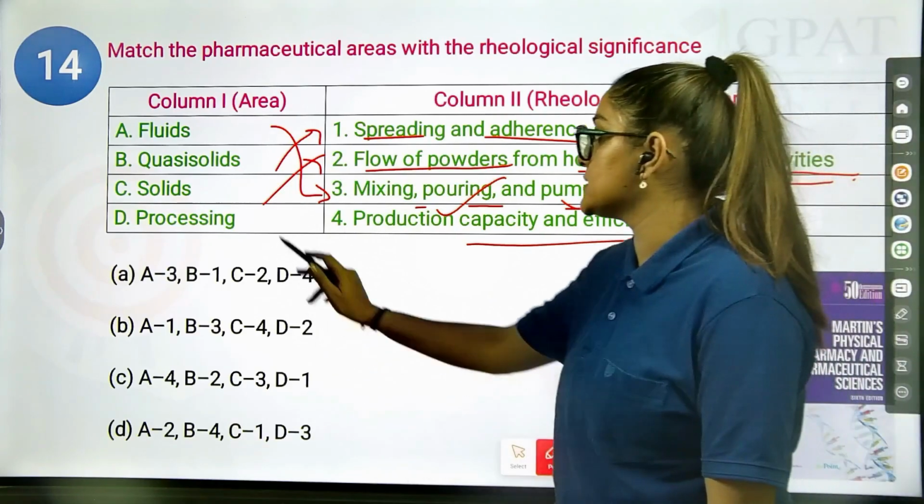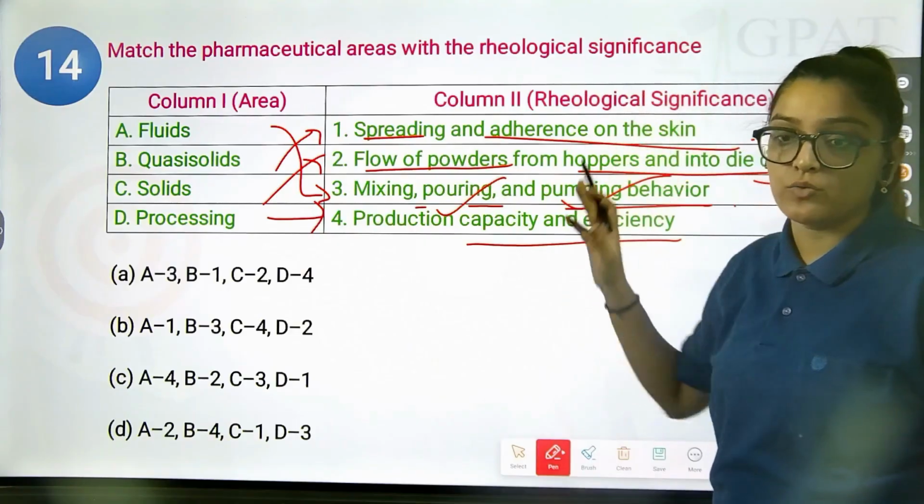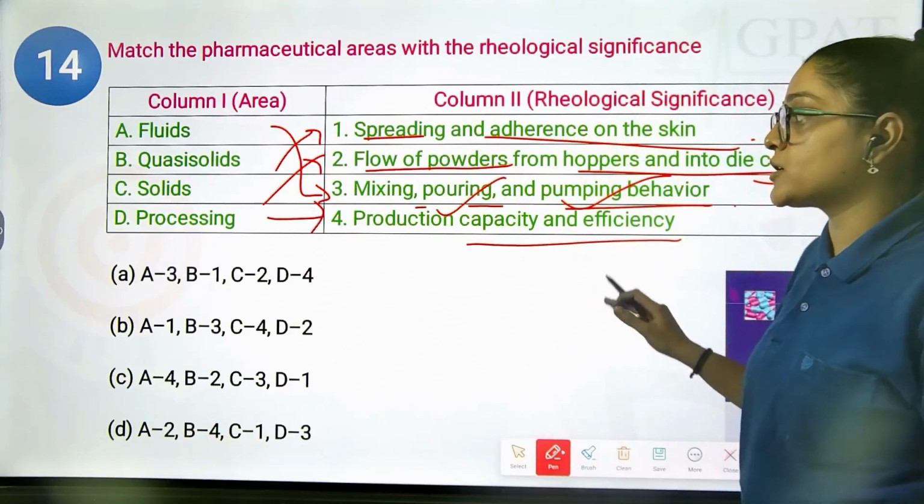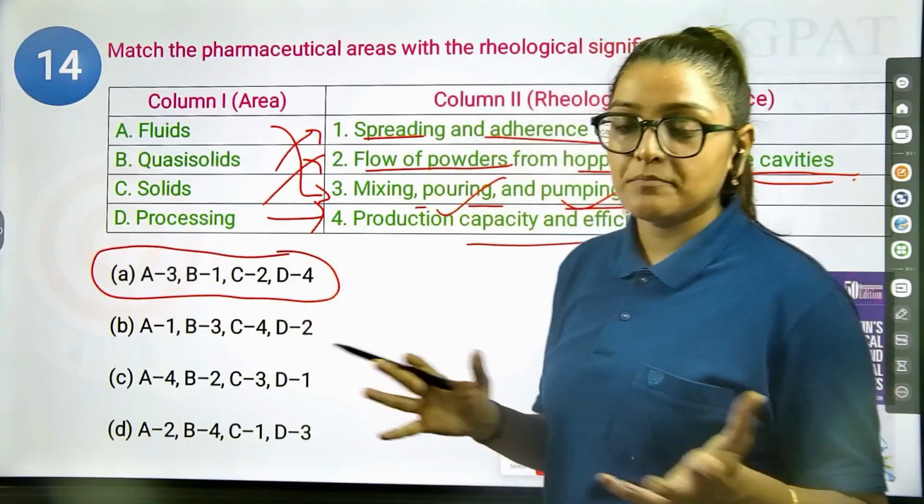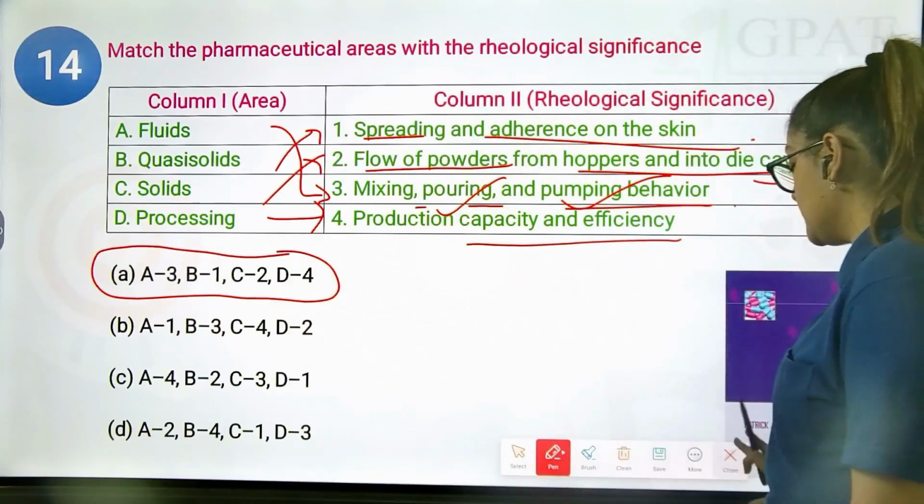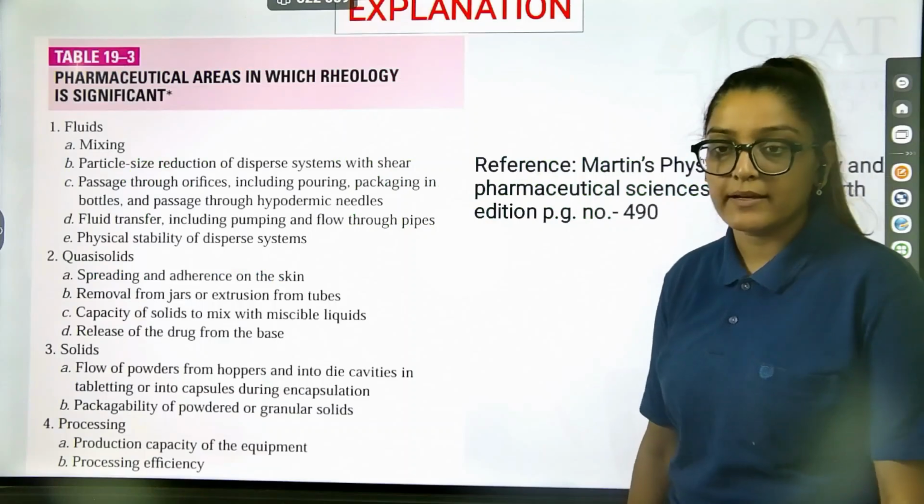Then we have processing. So processing will be the production capacity or the relevant to the efficiency of the process. So the question was very broad, but it can be still answered with a simple logic. So option A is here correct.